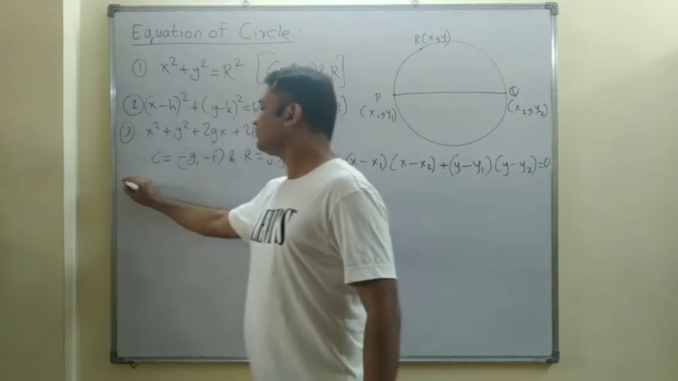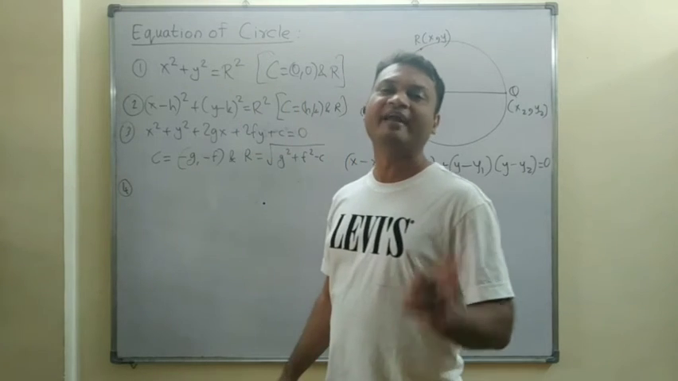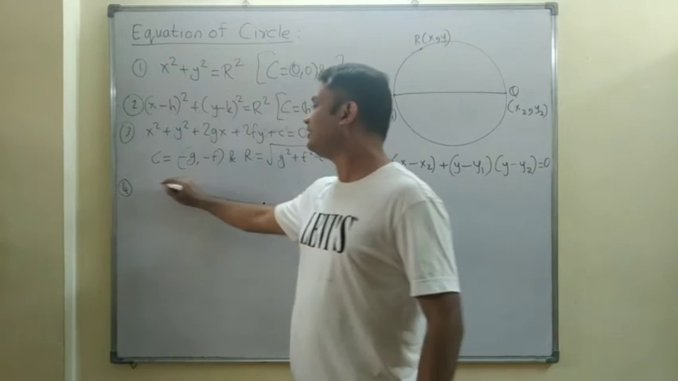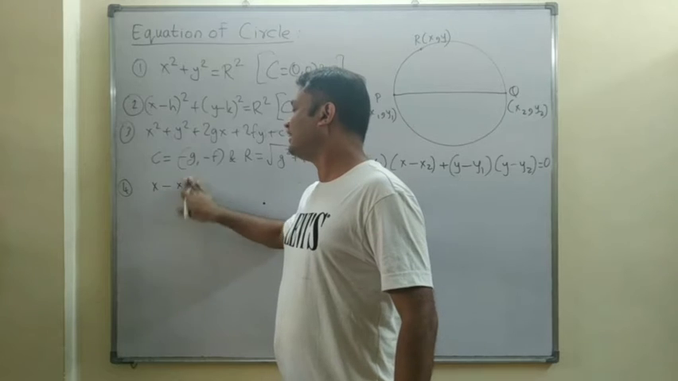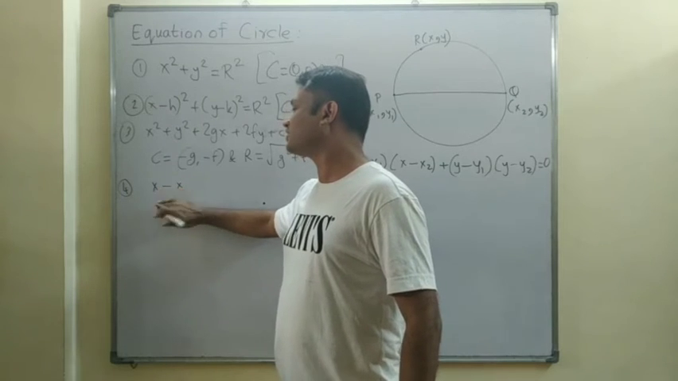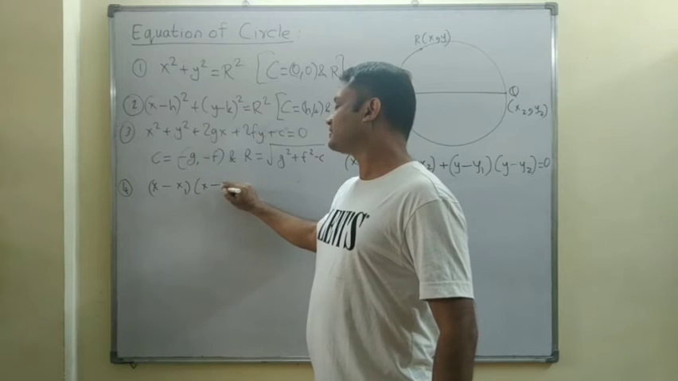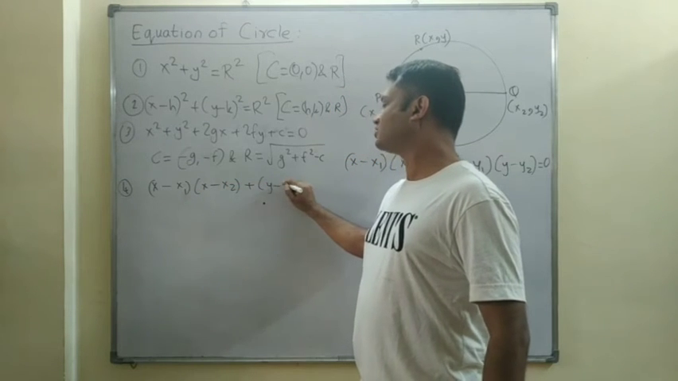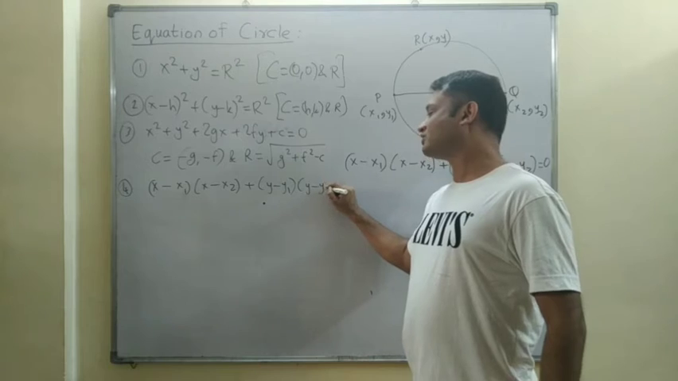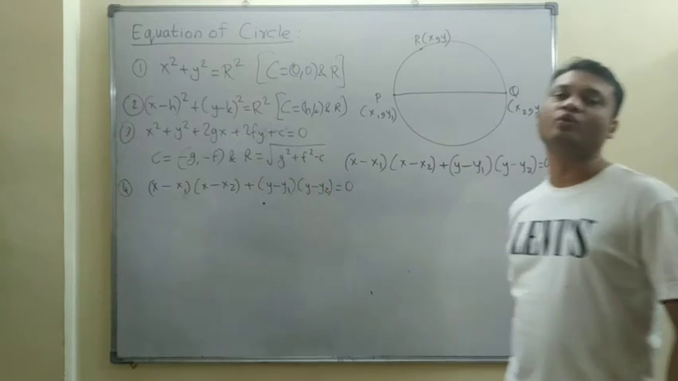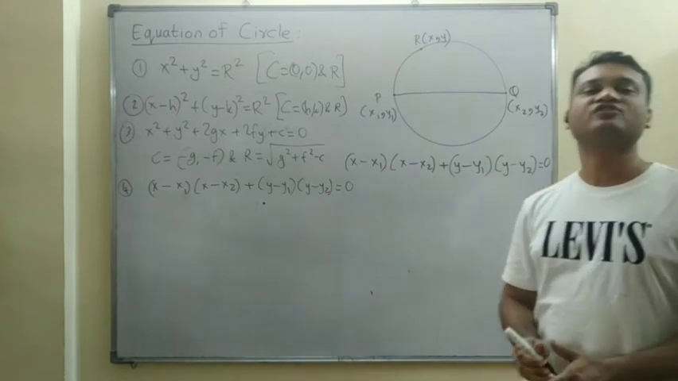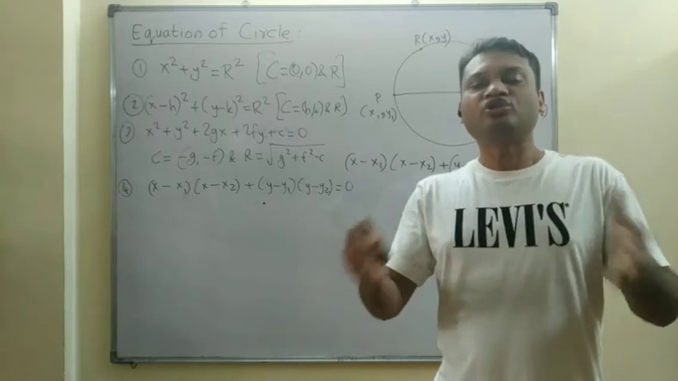Then we have the 4th equation, which is diameter form, where (x1, y1) is one end of diameter, (x2, y2) is another end of the diameter. The equation of circle becomes (x minus x1) into (x minus x2) plus (y minus y1) into (y minus y2) is equal to 0. So these are the 4 equations of circle we have to remember to start with in this chapter of circle.